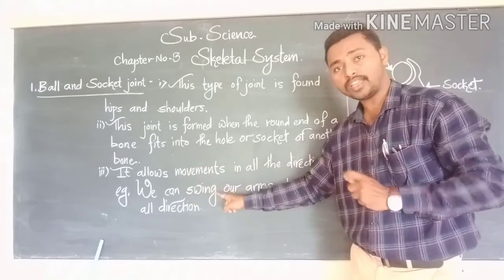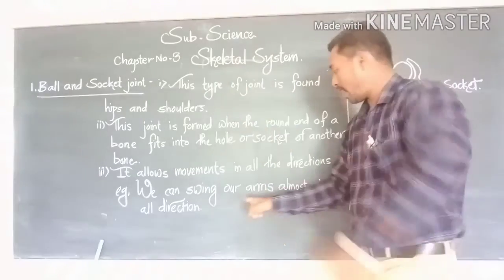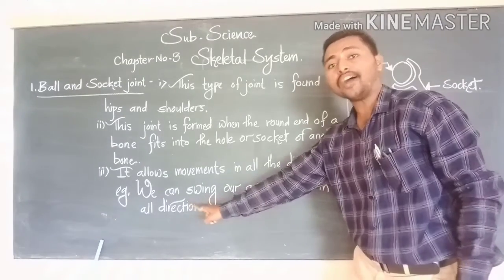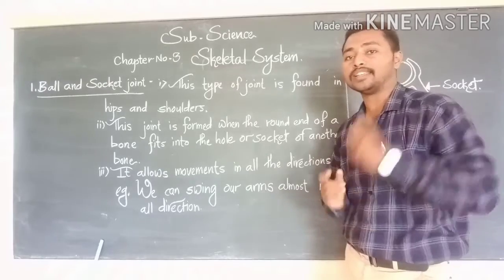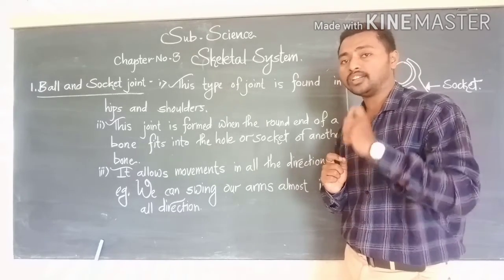Example, we can swing our arms almost in all directions due to the presence of ball and socket joints in our hips as well as in our shoulder.